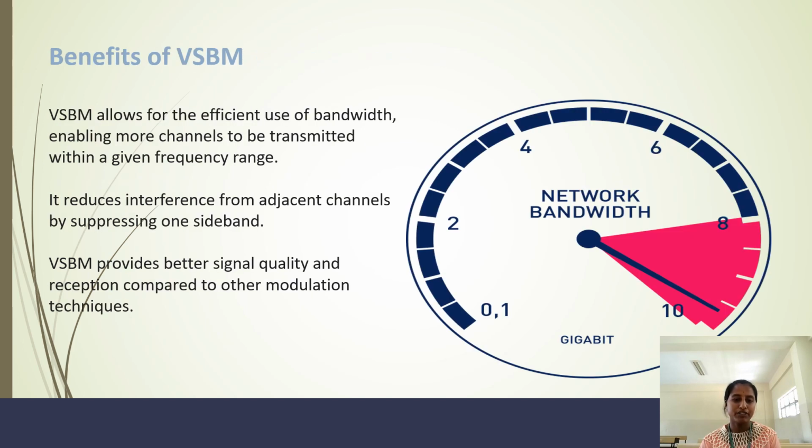Let's know the benefits of vestigial sideband modulation. Vestigial sideband modulation allows for the efficient use of bandwidth, enabling more channels to be transmitted within a given frequency range. It reduces interference from adjacent channels by suppressing one sideband. It provides better signal quality and reception compared to other modulation techniques.